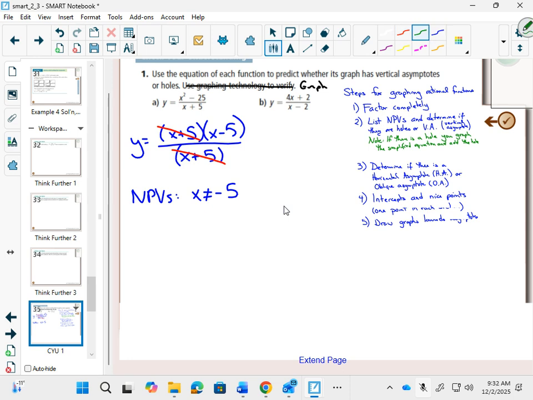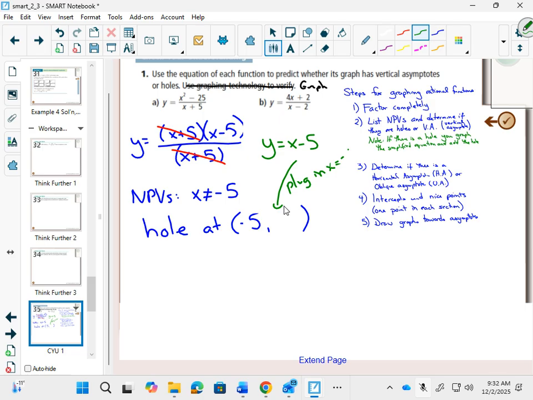You get a new equation, which is y equals x minus 5. I wrote that in green because I have a note on our sheet. If there's a hole, you graph the simplified equation and add the hole. So our non-permissible value is going to be a hole, and that hole is going to be at negative 5, comma something. How do we find that something? We're going to plug x equals negative 5 into our equation. Negative 5 minus 5 gives me negative 10. That is where my hole is.